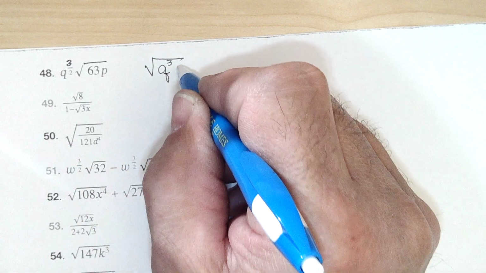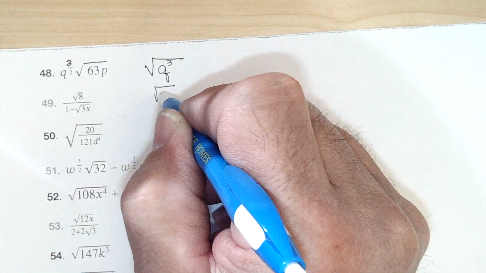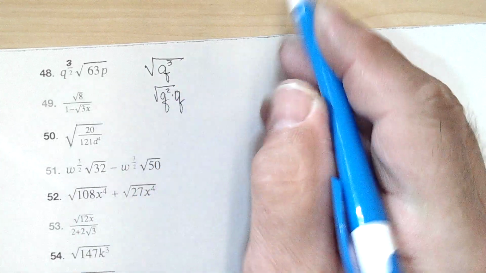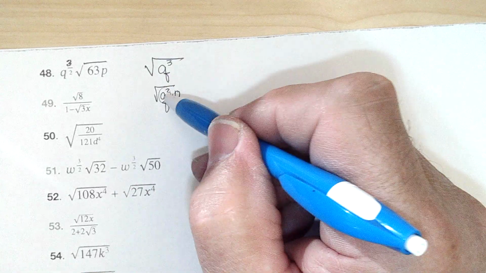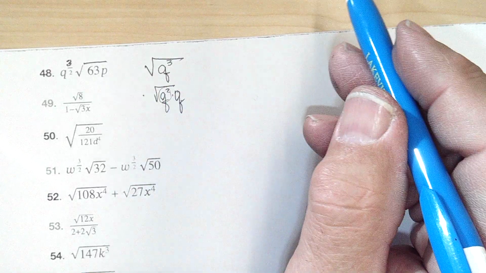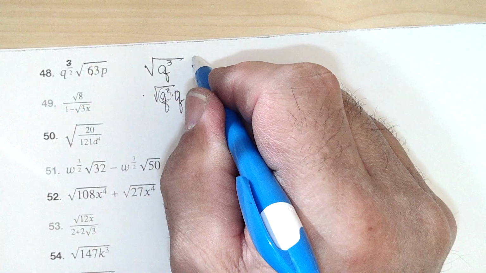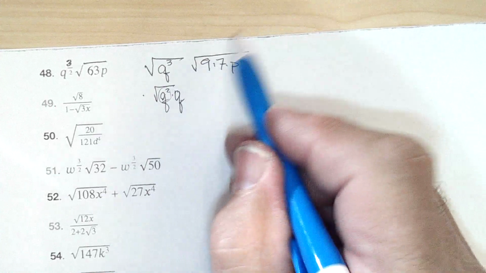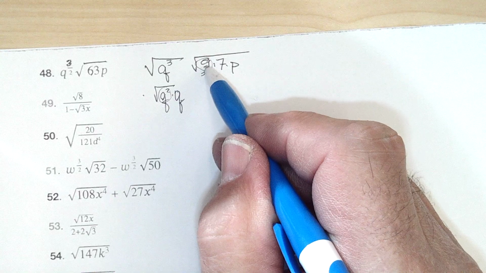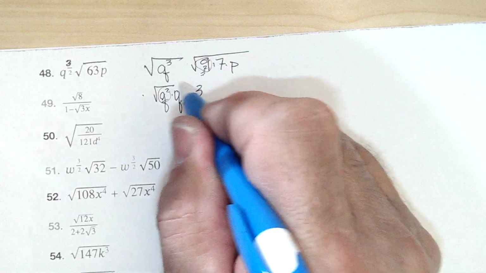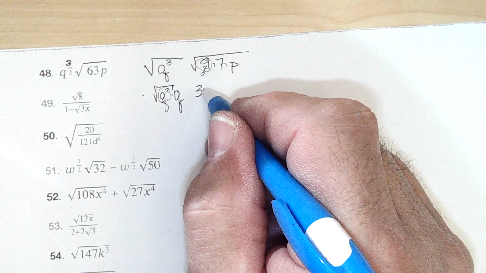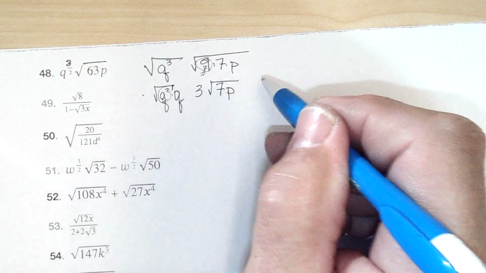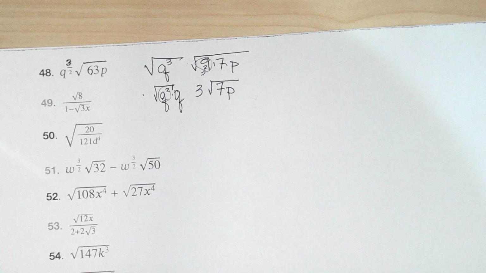Well, that would be q square root of q squared times q. That's q to the 3rd. And there's a pair of q's, q times q. That would come out as a q, and there'd be 1 left. And the 63 is 9 times 7, and a p. 9 is 3 squared, so that comes out as a 3. And the 7 and p aren't paired up with anything, so they stay inside the square root.